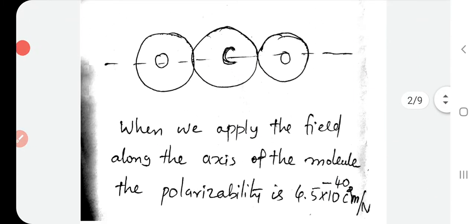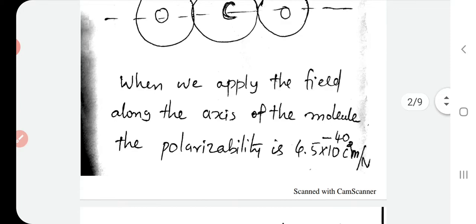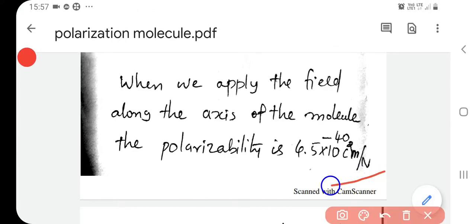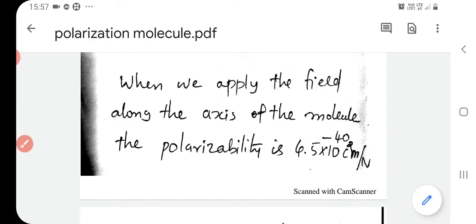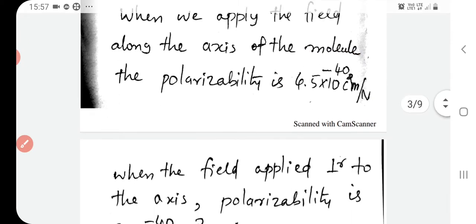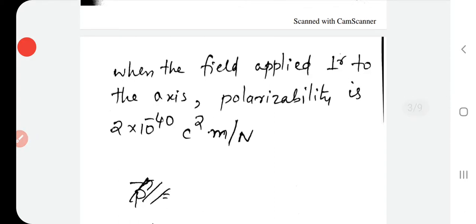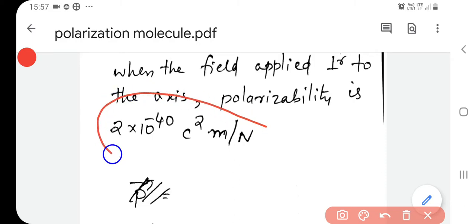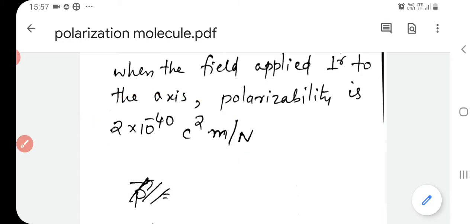If you are applying the field along the axis of the molecule, the polarizability alpha is found to be 4.5 into 10 raised to minus 40 Coulomb square meter per Newton. Now when the field is applied perpendicular to the axis, the polarizability is found to be 2 into 10 raised to minus 40 Coulomb square meter per Newton. So it is different. It depends on the direction of the field.